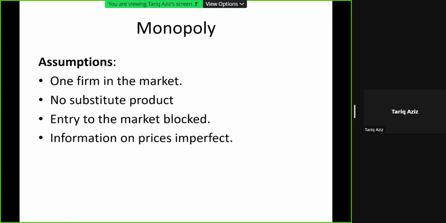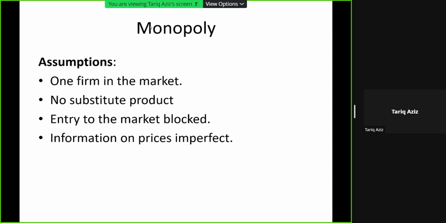So in a monopoly market structure, there is only one firm, just opposite to perfect competition, in which there are a large number of firms. So in a monopoly, there is only one firm. So firm and industry are both synonymous, because the industry is that one firm and that one firm is the industry. There is no difference between industry and firm, because only one firm is operating in that particular industry.